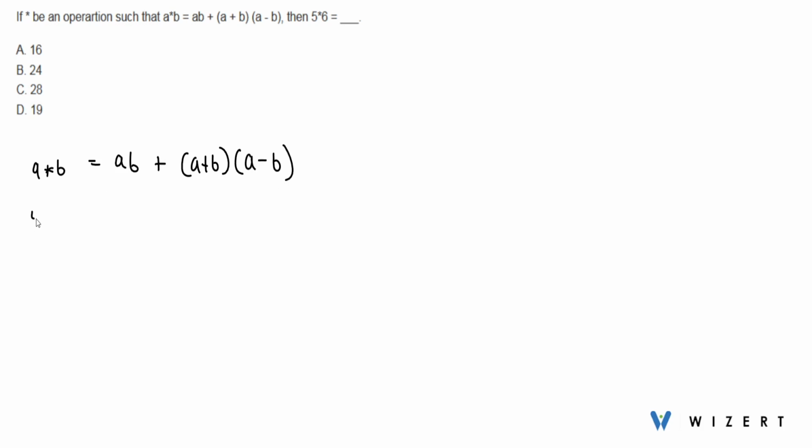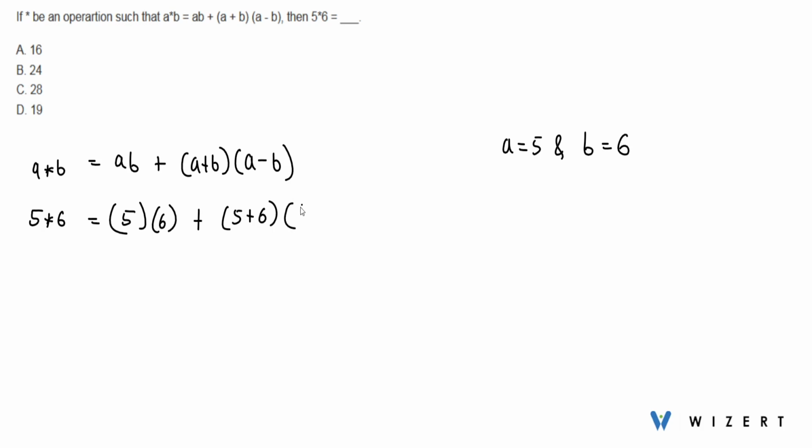So 5 star 6 will be equal to 5 multiplied by 6. If we compare A star B with 5 star 6, then A will be equal to 5 and B will be equal to 6. So 5 multiplied by 6 plus (5 plus 6) multiplied by (5 minus 6).